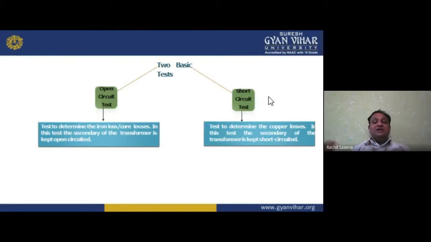One is the open circuit test, another one is the short circuit test. If I am talking about the open circuit test to determine the core loss or magnetic loss, in this test, the secondary of the transformer is kept open. The secondary winding is always kept open.